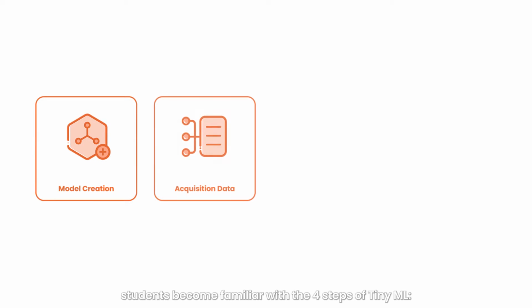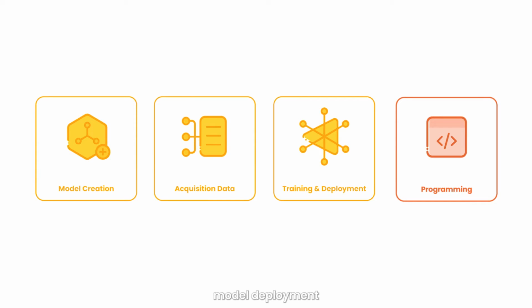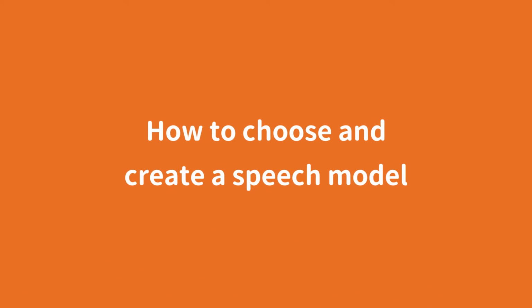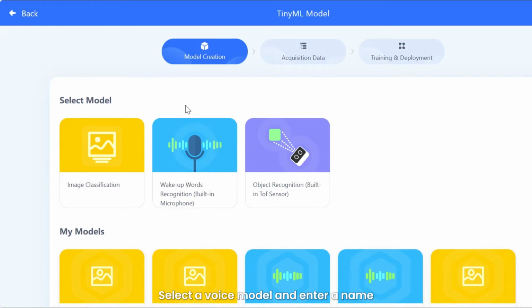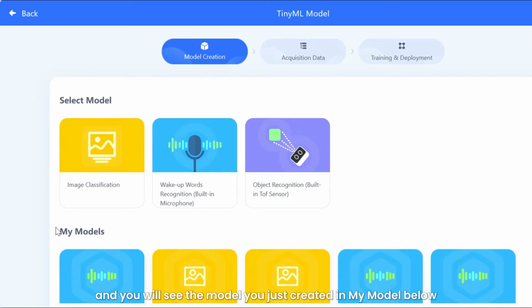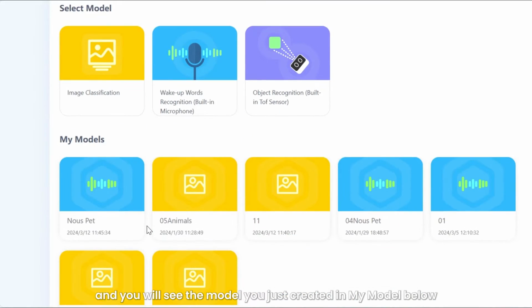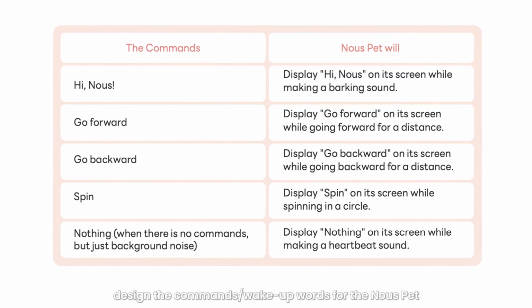In this part, students become familiar with the 4 steps of TinyML model creation: data acquisition, model training, deployment, and programming. Go to the TinyML model option for AI, select a voice model, and enter a name. You will see the model you just created in My Model below. First, distinguish the command wake-up words for the Nous pet.